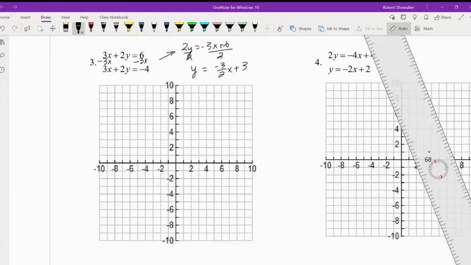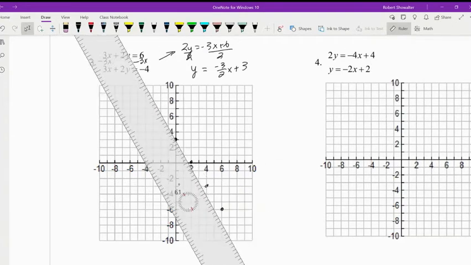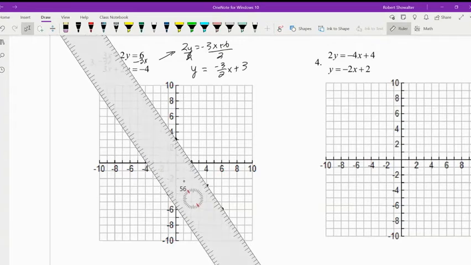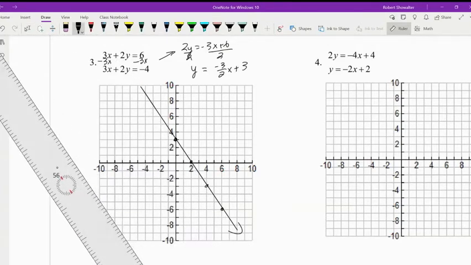Very good. Let's continue. Now we're going to graph it. We have our y-intercept of 3. Put that dot there. We're going to use our slope of -3 over 2. So we're going to go down 3, right 2, down 3, right 2, down 3, right 2. Fantastic. And we're going to draw that line right there.